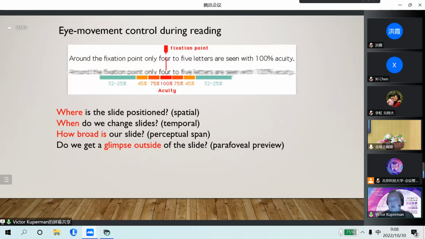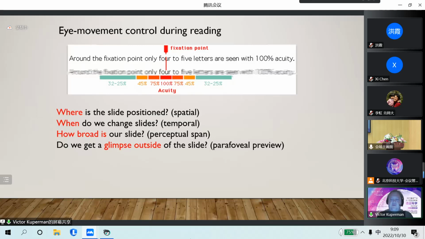So some of the major questions that the field of eye tracking is asking in reading are as follows. Where is the slide positioned? It's a spatial question. Where do we land? Where do our eyes land, and why? The second question is, when do we change slides, right? How long do we spend on this word before moving to the next piece of text? That's a temporal question. We can also ask, how broad is our slide? How much do we see in one fixation?